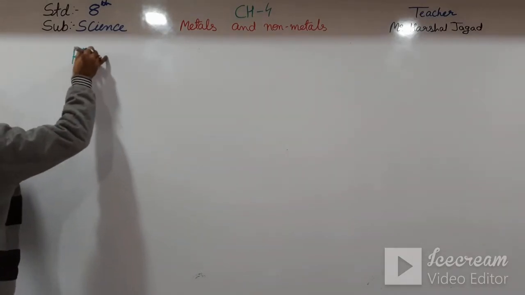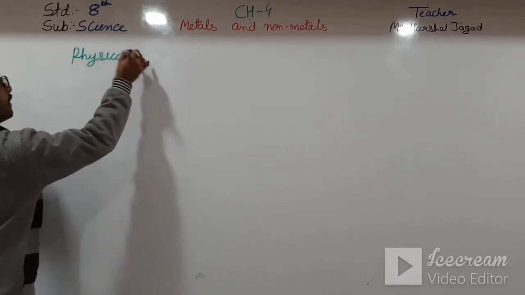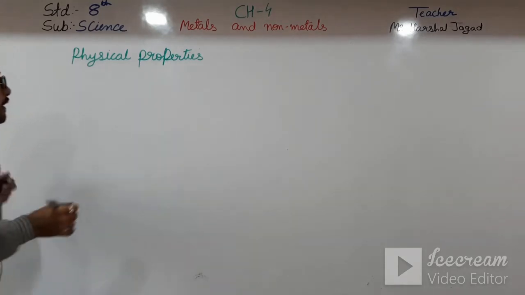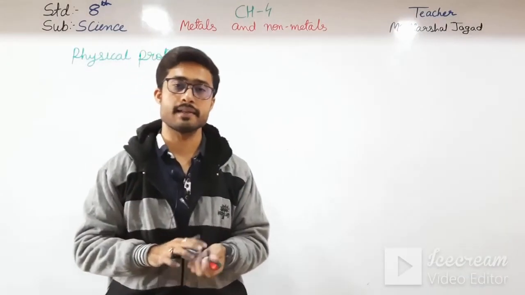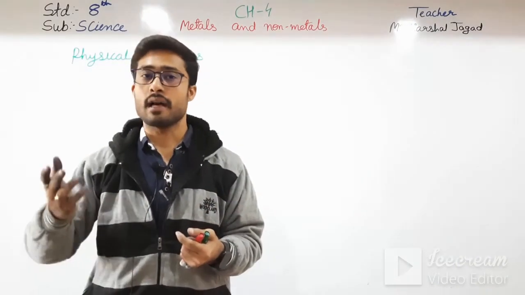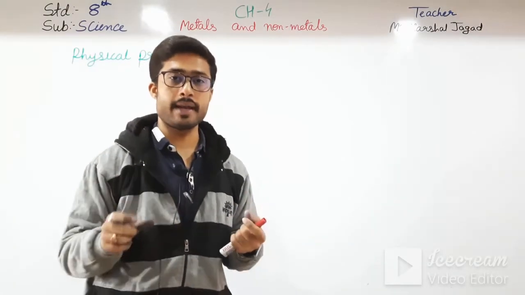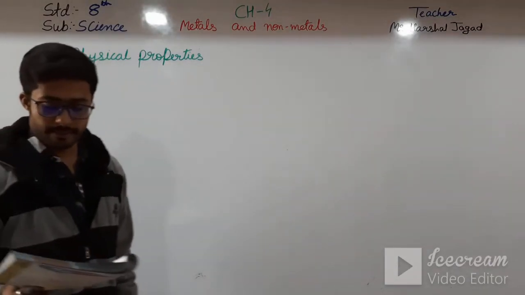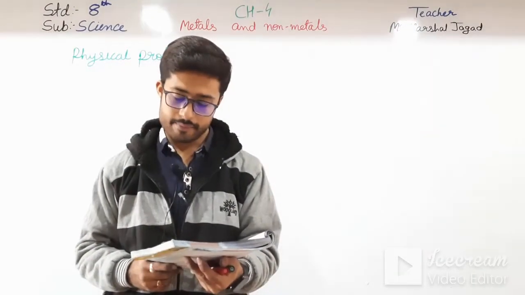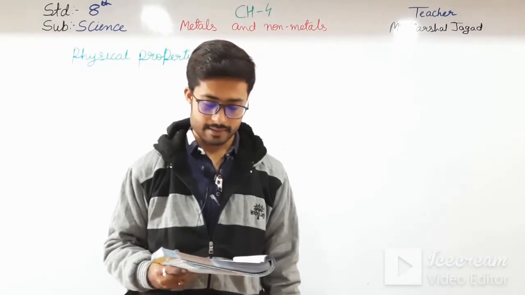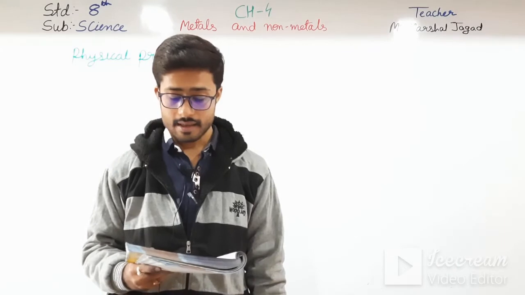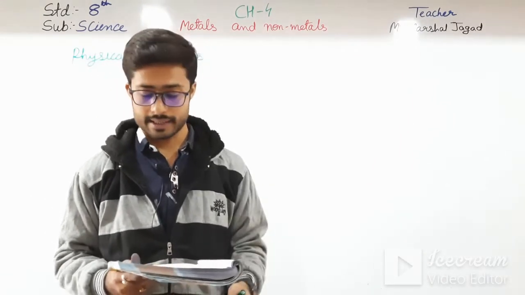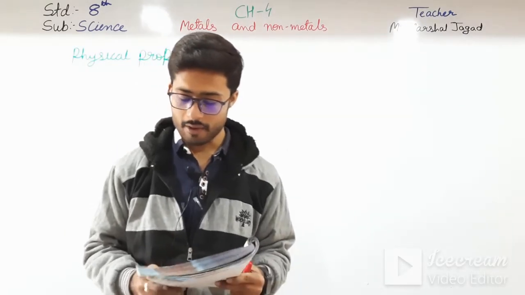Physical properties. What are physical properties? The properties which we can see, like color, shape and other things, are known as physical properties. Physical properties are used to observe and describe matter. Examples are state of matter, luster, color, hardness, malleability, ductility, thermal conductivity, electrical conductivity, and sonority. Metals and non-metals generally have opposite properties.